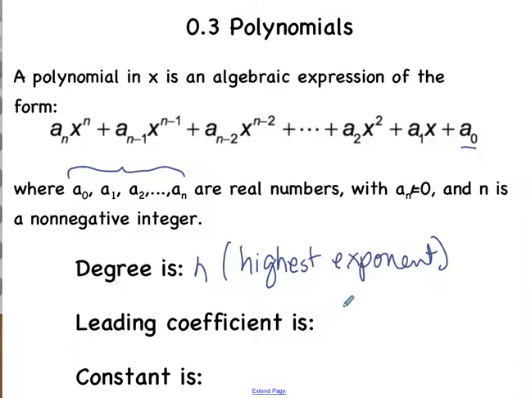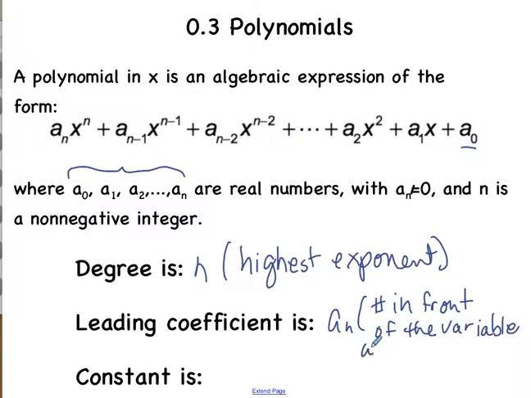The leading coefficient is the number in front of the variable with the highest exponent. So in this case, it'd be a sub n. It's the number in front of the variable with the highest exponent. That is what a sub n is.